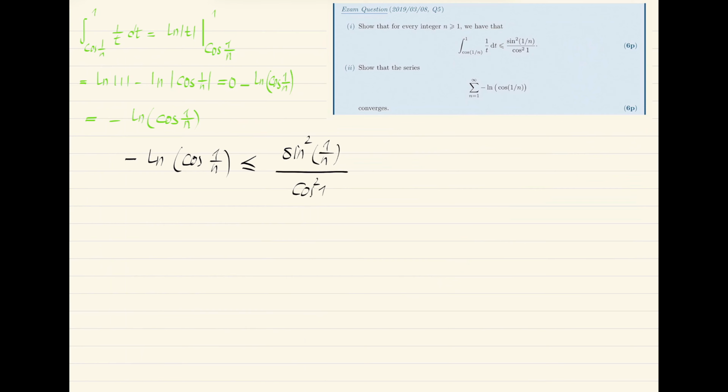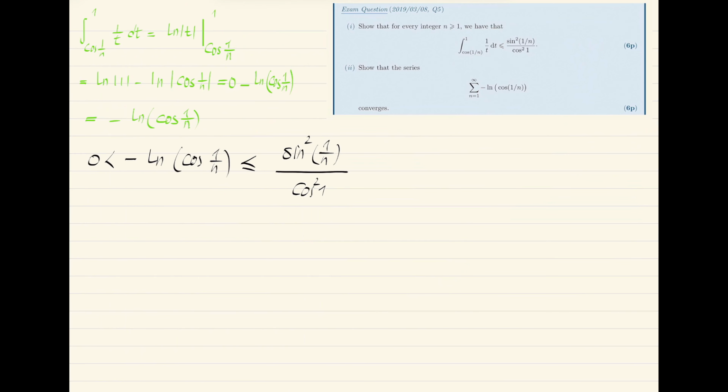Okay, and by the way, this is also positive. Why? Because 1 over n is in the first quadrant, so cosine is positive, but we know that cosine is less than 1, and the ln of a number less than 1 is negative, so this negative will make it positive. So that's correct. So this means that the sequence that sits in front of this sigma, using the first part of the problem and this calculation, which is now part of the solution to part B, so you have to include it for part B, is less than or equal to this.